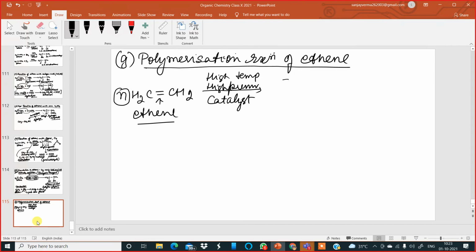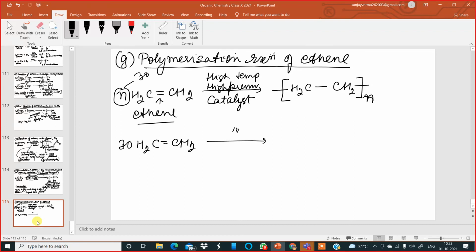So that's how we get a polymer chain, a long chain, H2C-CH2 with a dash, the bond closes here, and then n. If I have taken 30, then here I have to write 30. That means if I have taken 30 molecules of ethene, under these conditions of high temperature, high pressure and catalyst, I am going to get 30 small units of this compound, which is ethylene, after polymerizing.